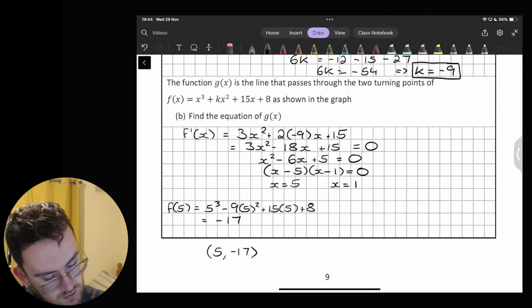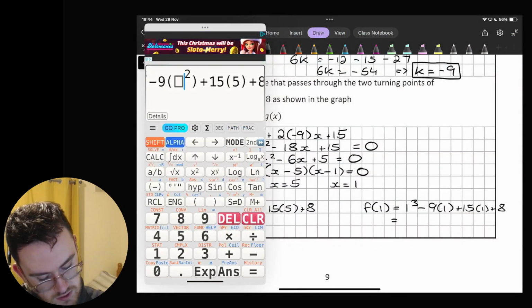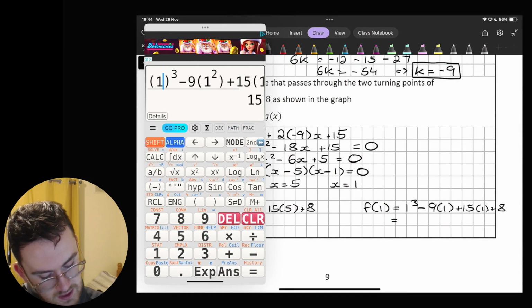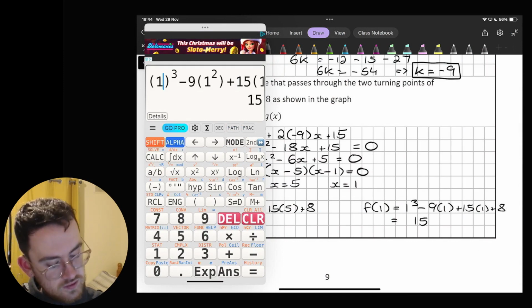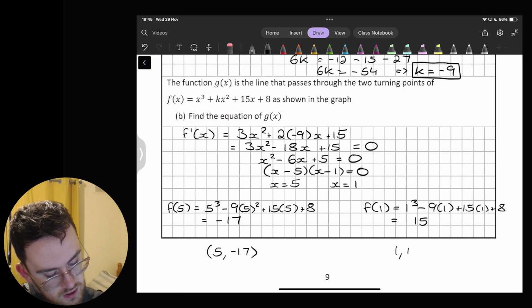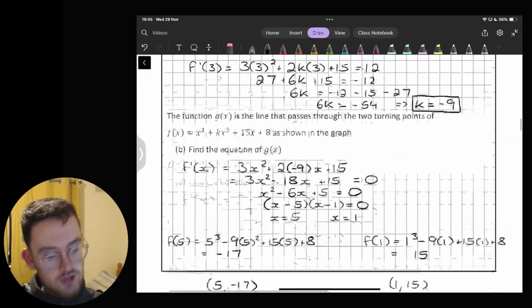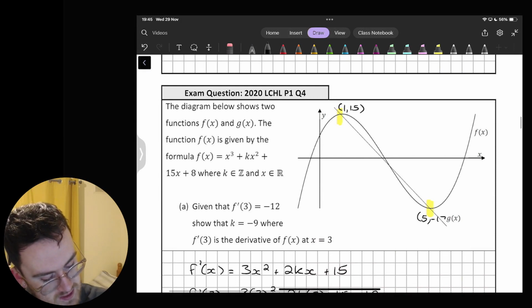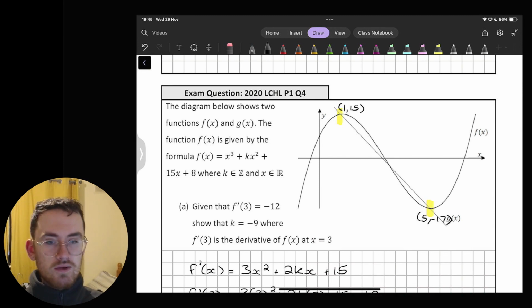Then evaluating over here, we'll evaluate 1. So 1 cubed minus 9 by 1 squared plus 15 by 1 plus 8. Let's change these out for 1s here, and I get an answer of 15. So 1, 15 is my other turning point. So my two turning points are the point 1, 15 and the point 5, minus 17. So I have 2 points on my line.